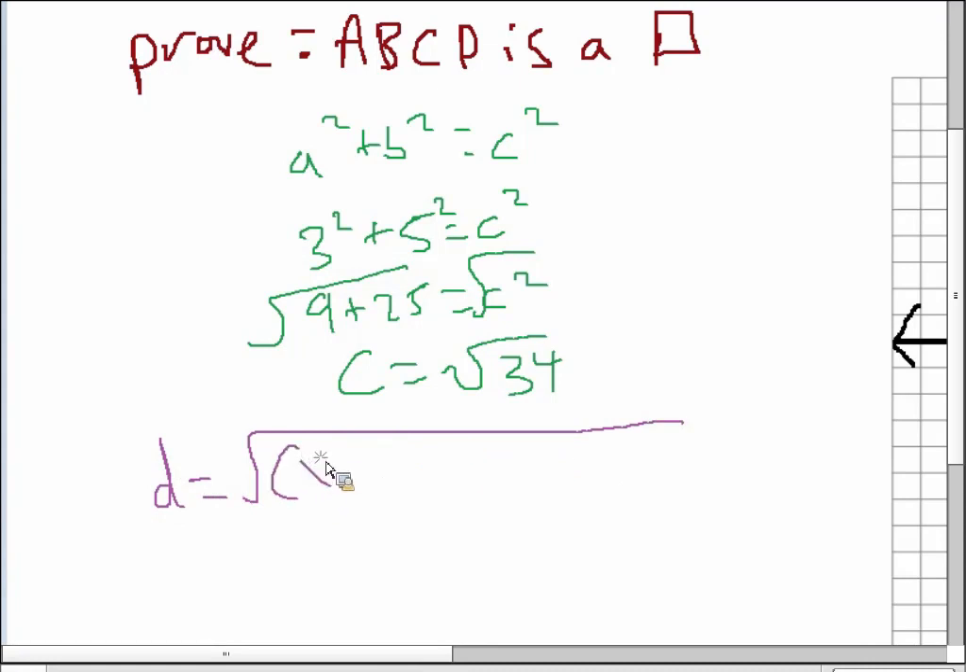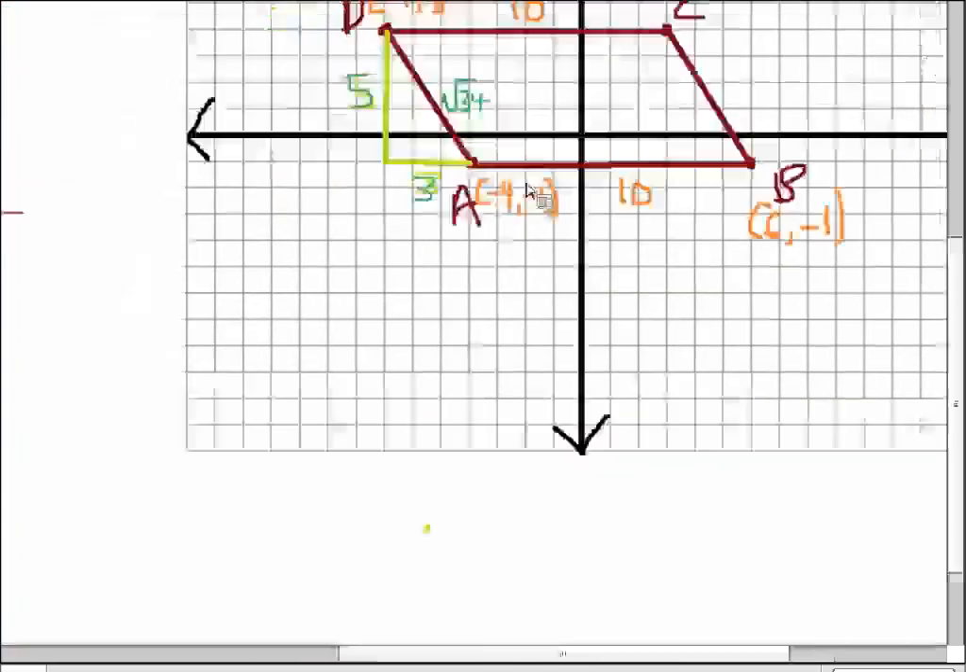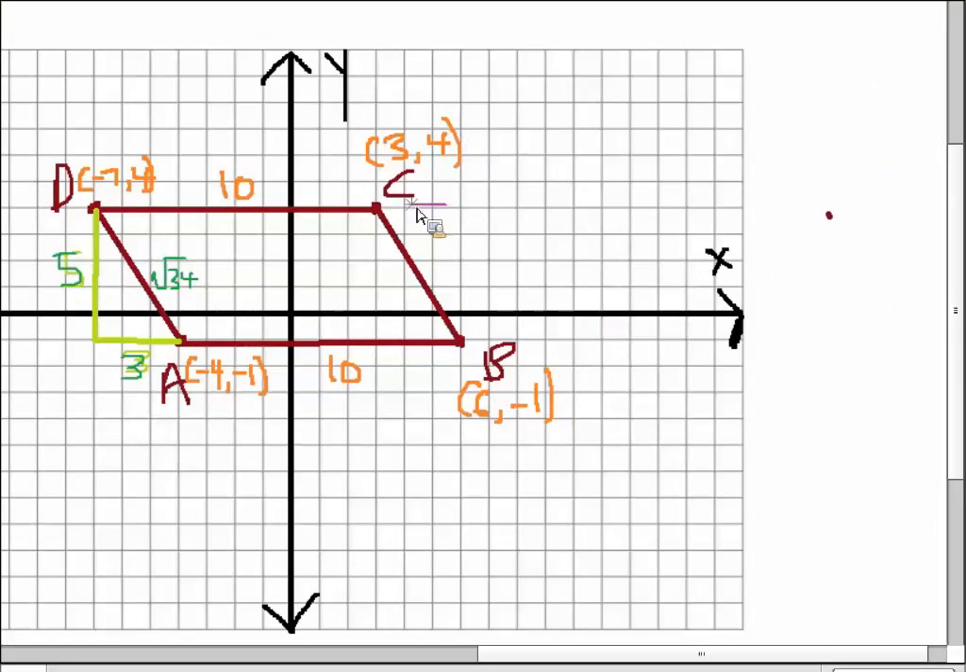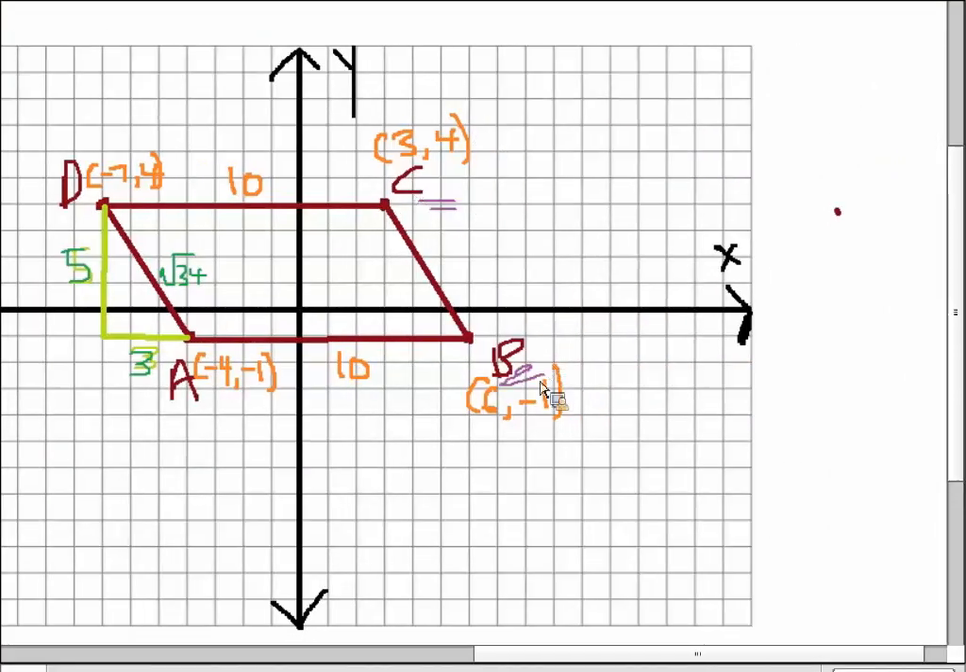Distance formula was the square root of x2 minus x1 squared plus y2 minus y1 squared. Okay. So, what were our 2 points? Our 2 points were 3 and 4 and 6 and negative 1. Those are our points B and C.